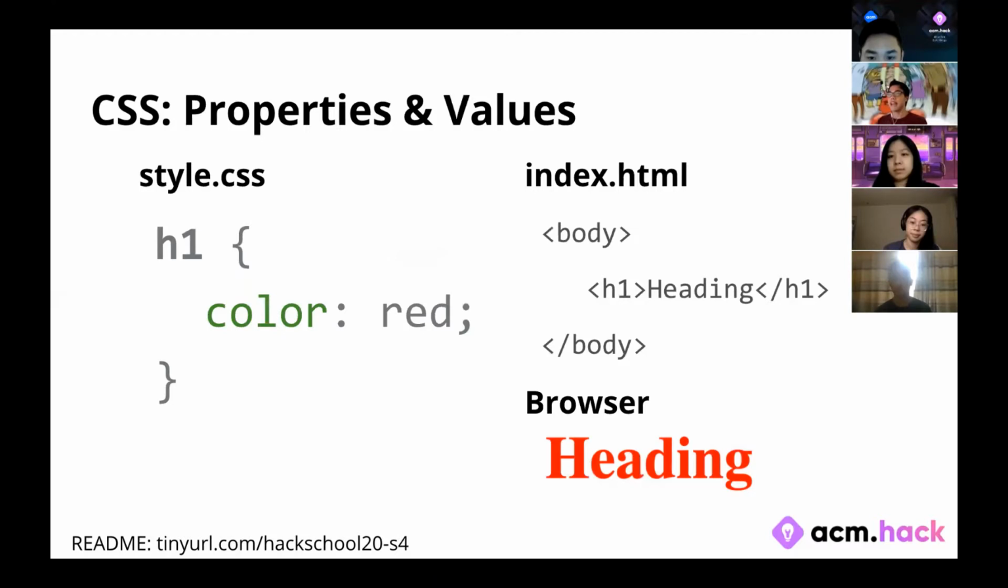So this is that rule in action. In our style.css file, let's say we've added this h1 rule. And in our index.html file, let's say we've added this CSS file in using the link tag, and we have set this h1 tag that just says heading. So if we open this web page, we'll see in the browser that heading now in fact is red, which is cool because that's what it's supposed to do.